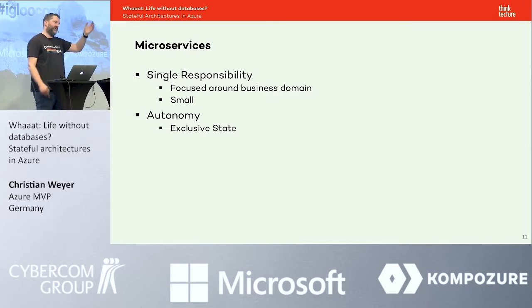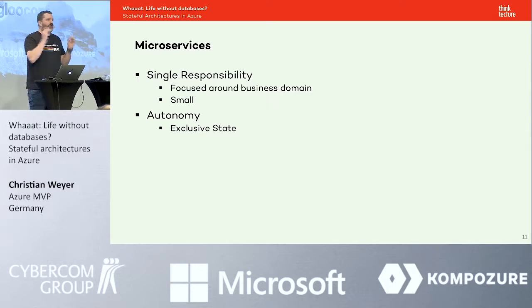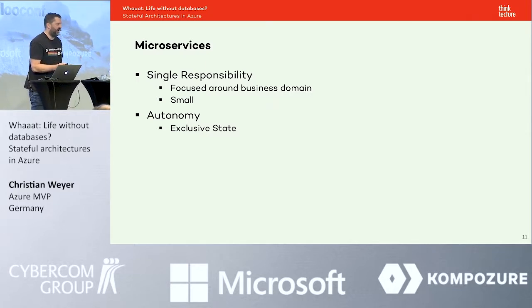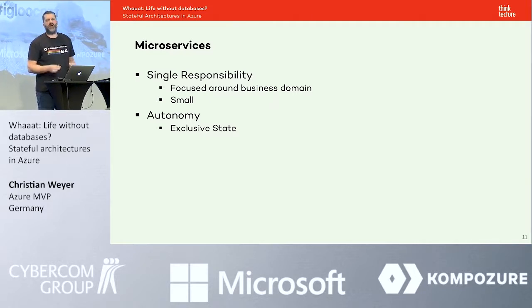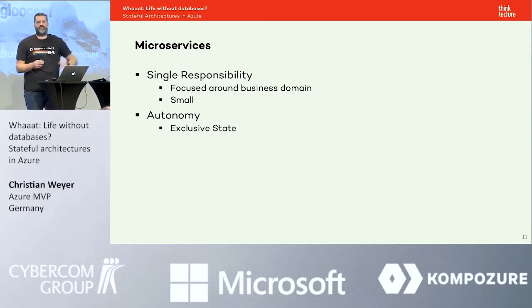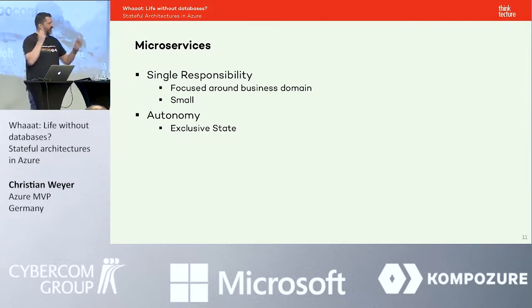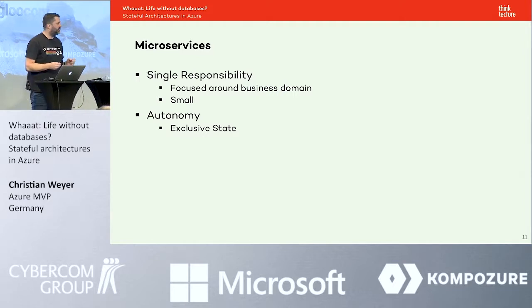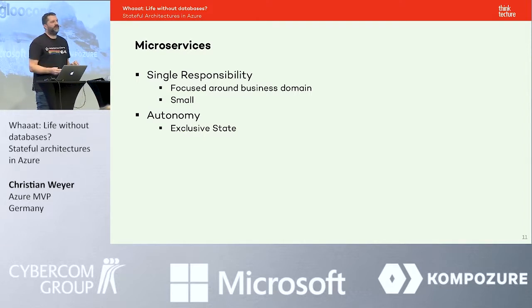It has to provide autonomy. That means if you are doing microservices 100% right, you don't have a shared database, or you don't have a shared data layer, right? That means you have exclusive state. And exclusive state can be a really, really big pain in the neck. Because if you do that right, you really have to think about how to exchange data, how to sync data, who is the master data store, and so on and so forth. So doing exclusive state really right is maybe the hardest part of microservices architectures.